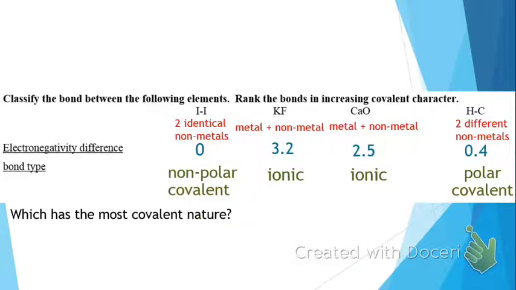Now, it asks us right below this, which has the most covalent nature? And that would be the non-polar covalent, which in this case is our iodine and all of the other diatomic elements. I said we'd talk about this more here. There are 7 different diatomic elements on the periodic table.